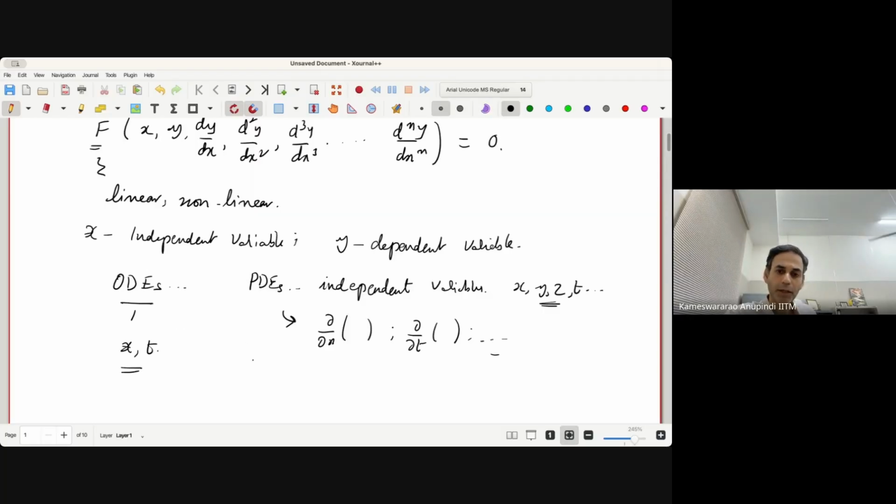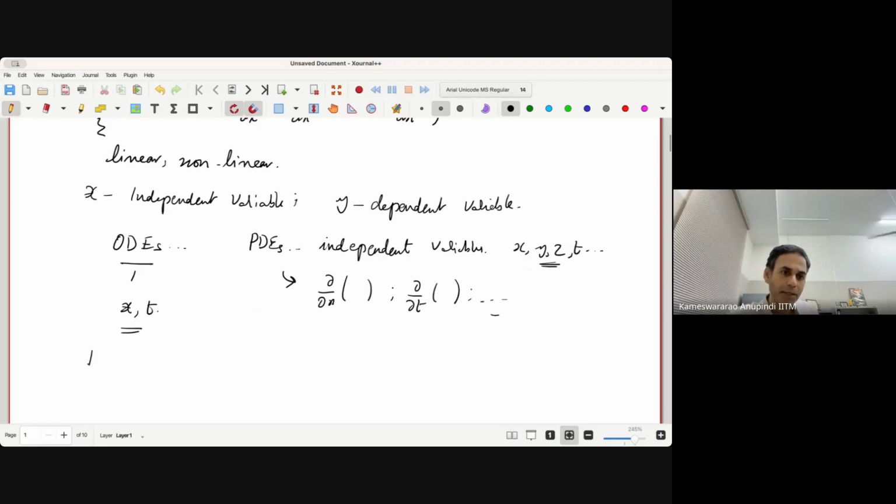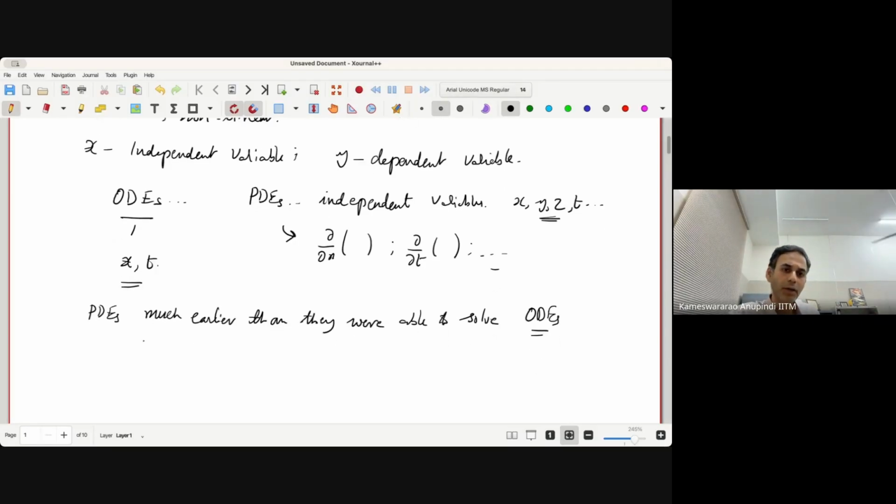However, historically, people were able to numerically solve PDEs much earlier than they were able to solve a certain class of ODEs, which are kind of difficult to solve. Only after solution methods for several PDEs were invented and applied were they able to solve those ODEs. I think that is something of a historical note.